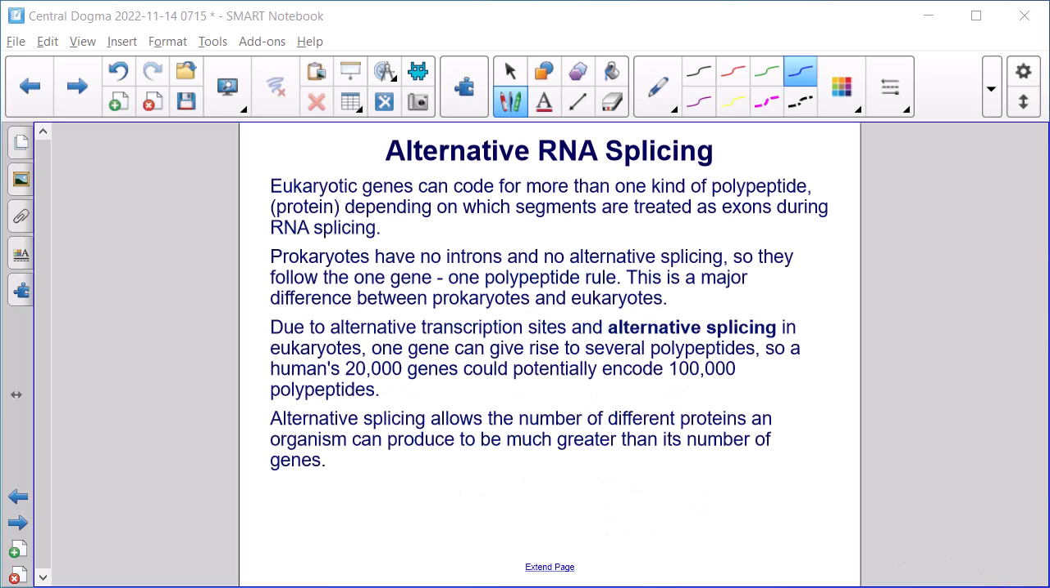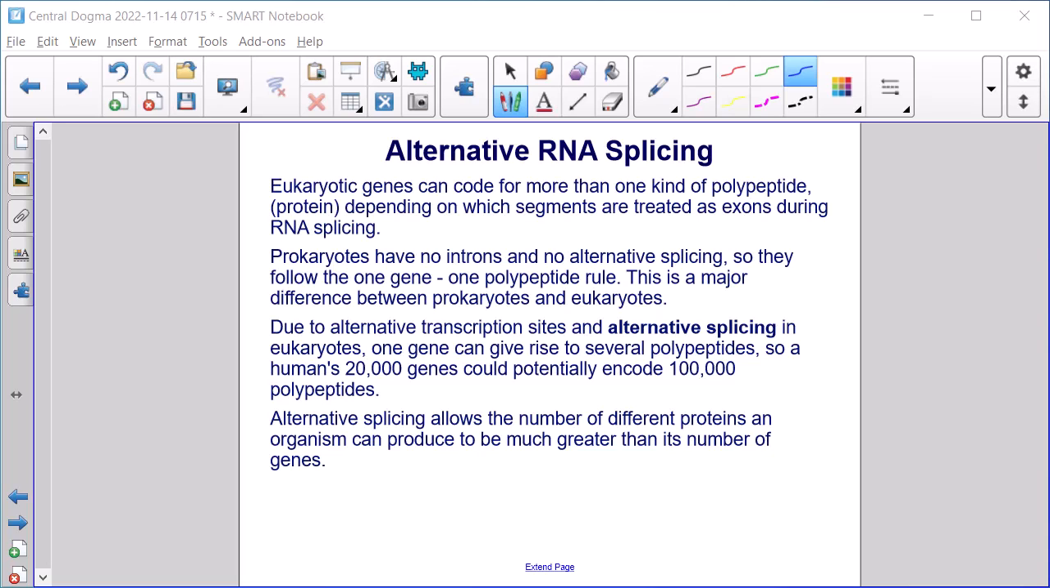Alternative RNA splicing. Eukaryotic genes can code for more than one kind of polypeptide protein, depending on which segments are treated as exons during RNA splicing. Prokaryotes have no introns and no alternative splicing, so they follow the one gene, one polypeptide rule. This is a major difference between prokaryotes and eukaryotes.